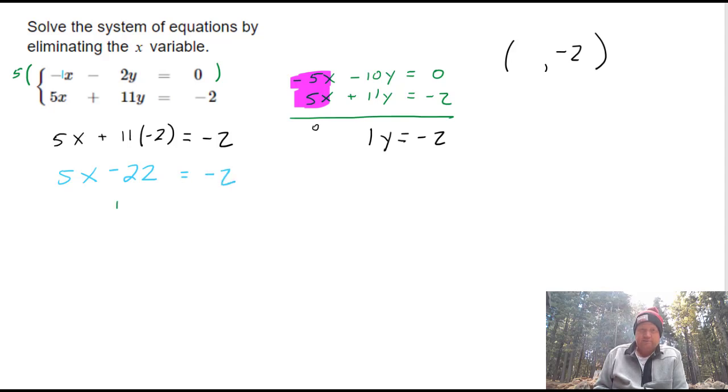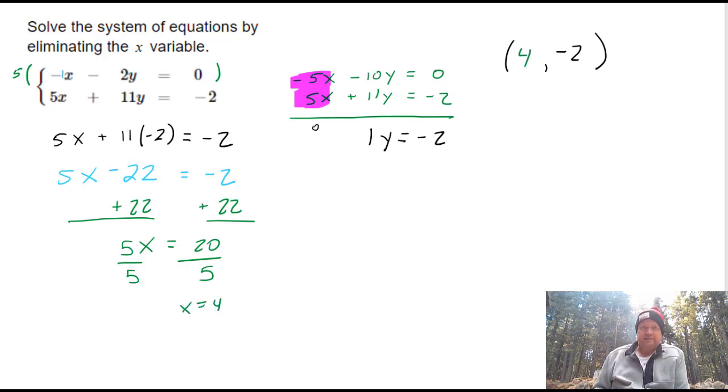And so now we're 2 steps away. So we're going to add a 22 to both sides. That's going to isolate 5x. And 22 take away 2 is 20. We'll divide by 5. And we'll get x is 4. So there we go. Our final ordered pair solution is at x is 4, y is negative 2.